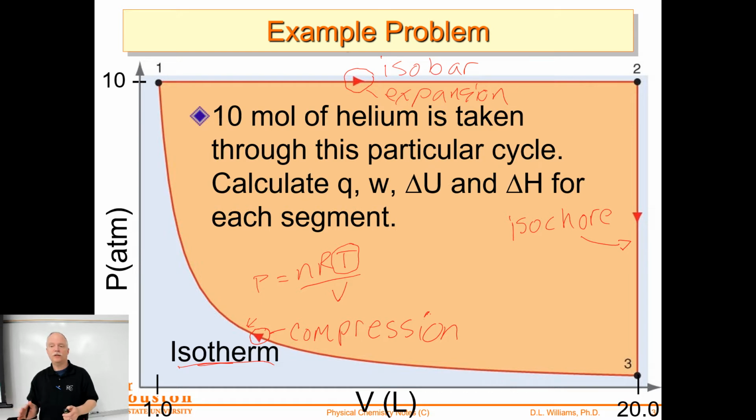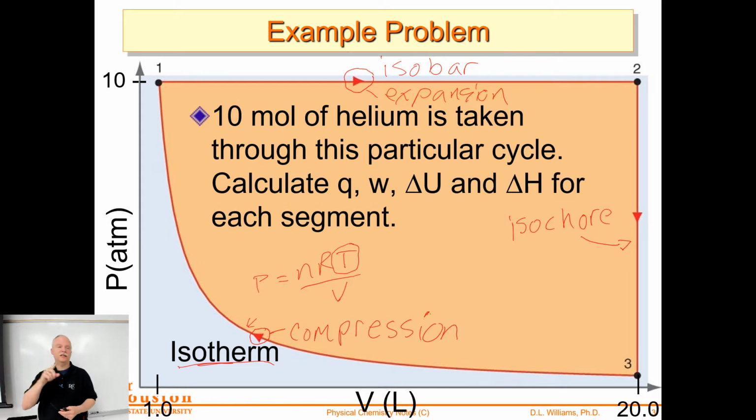Any questions about this? So this is how the problem might be stated. You've got this cycle, and it says 10 moles of helium is taken through this particular cycle. Calculate the heat, the work, the change in internal energy, the change in enthalpy for each of the segments. So you calculate all of those properties for all three segments.